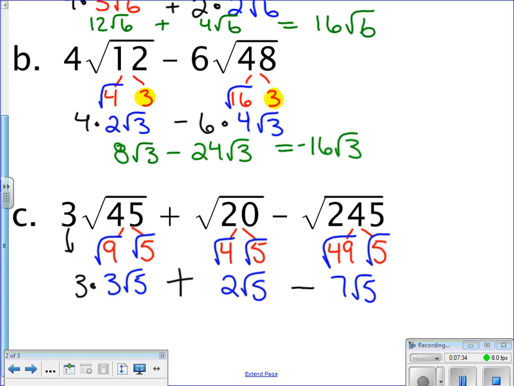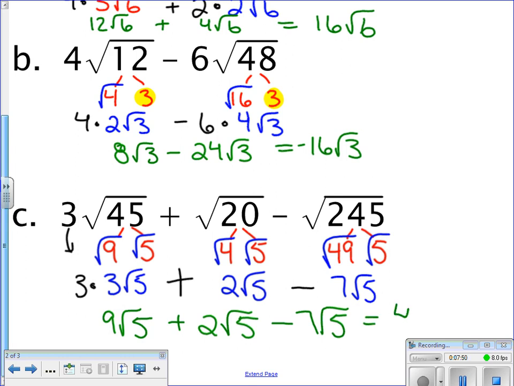3 times 3 makes 9 square root of 5, plus 2 square root of 5, minus 7 square root of 5. So 9 plus 2 is 11, minus 7 equals 4 square root of 5. And that's your final answer.